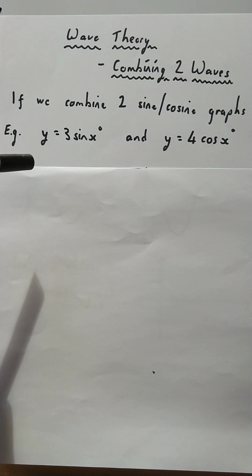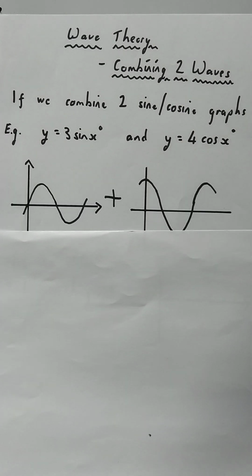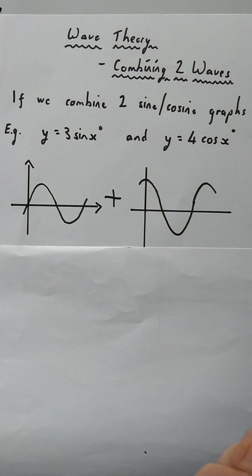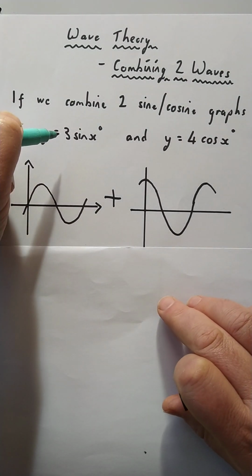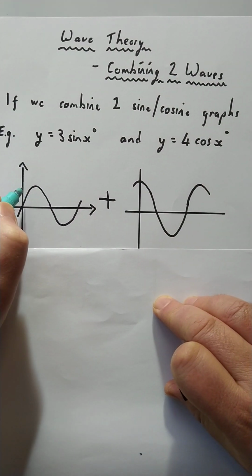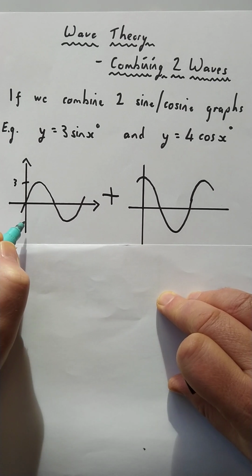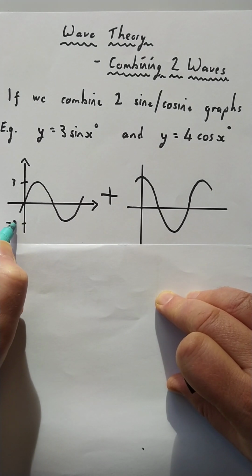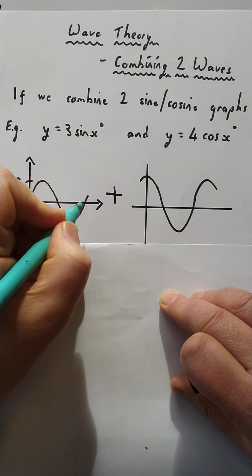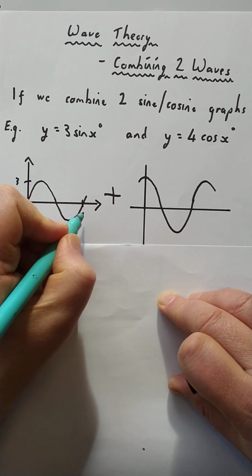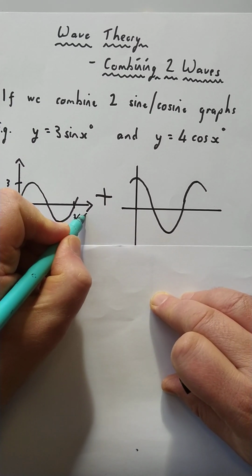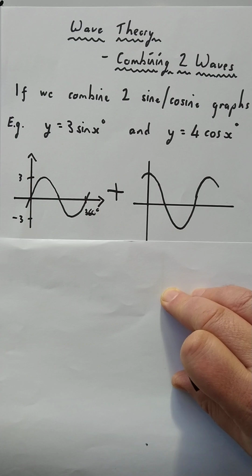Well, let's have a look at y equals 3 sine x and y equals 4 cos x. Well, the graph of 3 sine x, an amplitude middle to top of 3, so it would look like this, and of course, being a sine graph, would cross the y-axis at the origin. The period of the graph is 1x, so of course that's 360 degrees before everything starts over again.